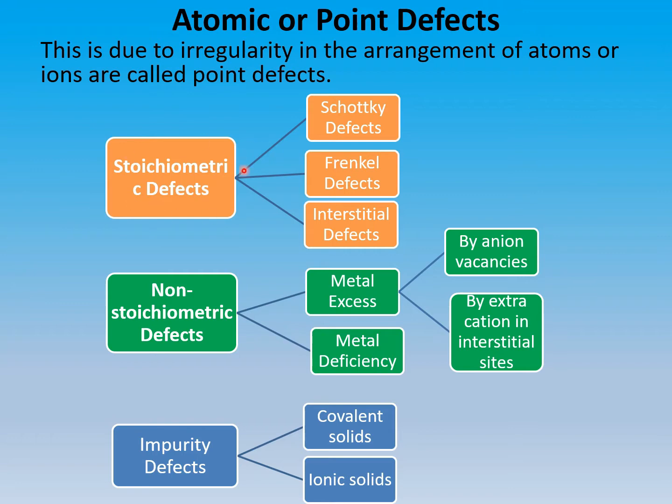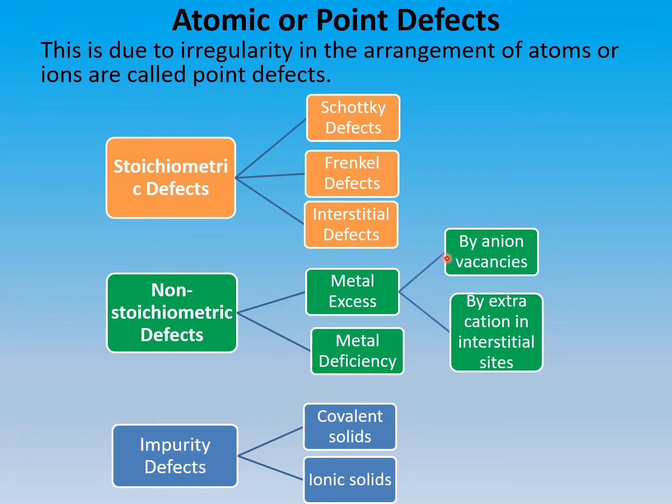What is stoichiometric? It means equal numbers of ions, a 1:1 ratio of ions. Non-stoichiometric means that will not be there. Impurity defects are classified like that. The stoichiometric defects are further classified as Schottky defects, Frenkel defects and interstitial defects. The non-stoichiometric defects are further classified as metal excess or metal deficiency. So it is not a 1:1 ratio; either the cation may be in excess or the anion may be in excess. So the metal may be in excess or it may be less.